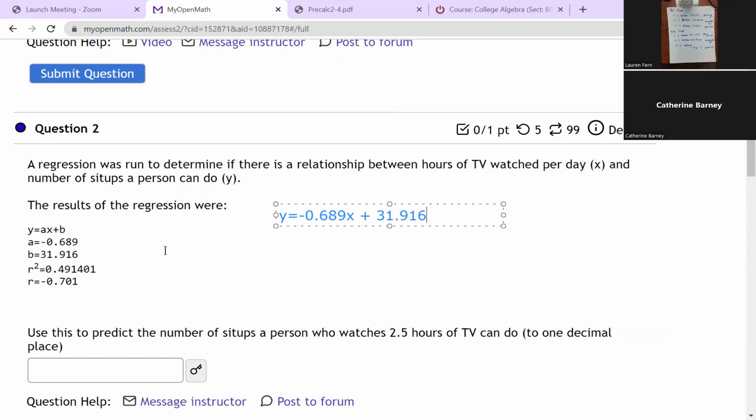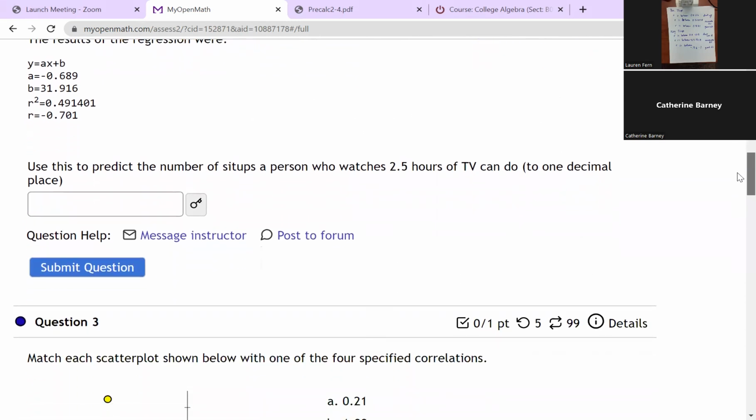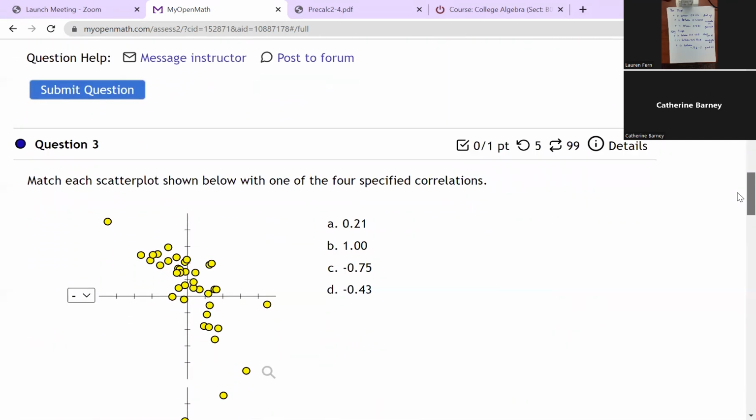All they want you to do here literally is plug 2.5 in for x and solve for y. In this case, they wanted to know how many sit-ups a person who watches 2.5 hours of TV can do. I just want to show you that this might look funky and intimidating, but it's really not. I think it's super important to be aware of these things because we can model things in a textbook and it can look really good, but life ain't that great.